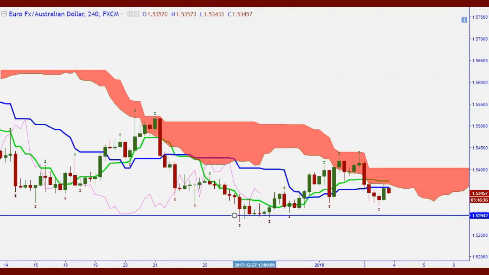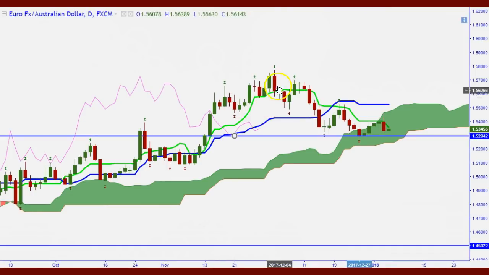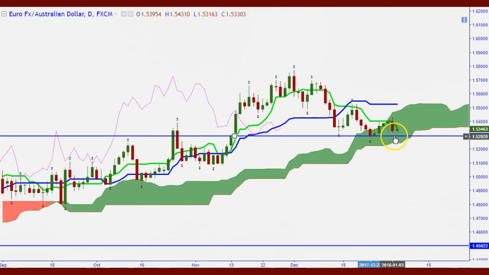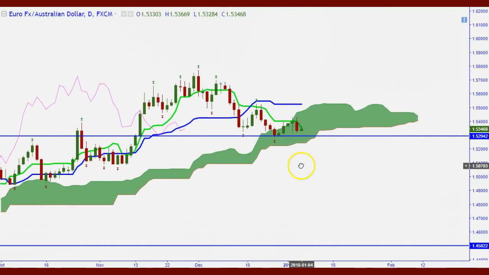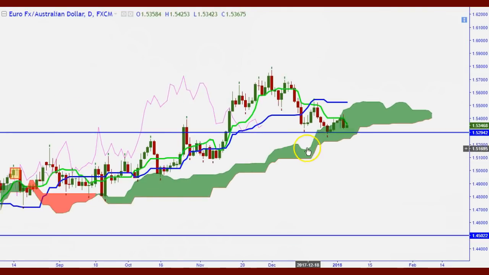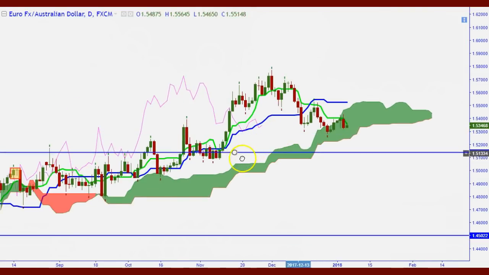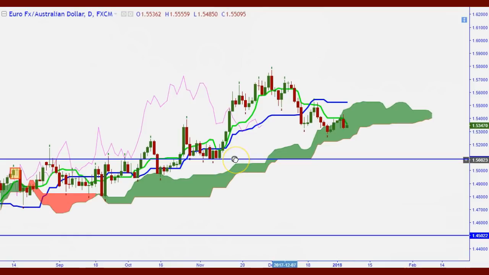All right, so that's going to be my first level, but I like to do these on the daily. So we definitely got to get past that level, and we got to get through the cloud. And I'm going to show you what else we could look at here. And then also we want to get past this level here. This is a support level.